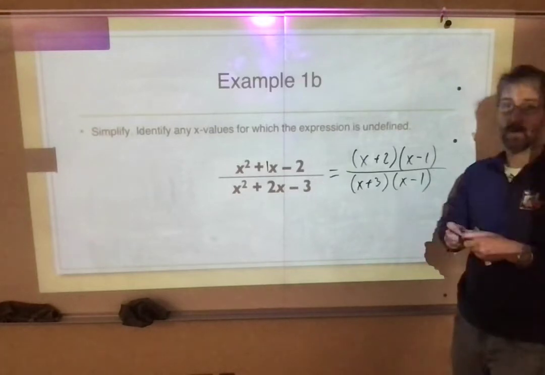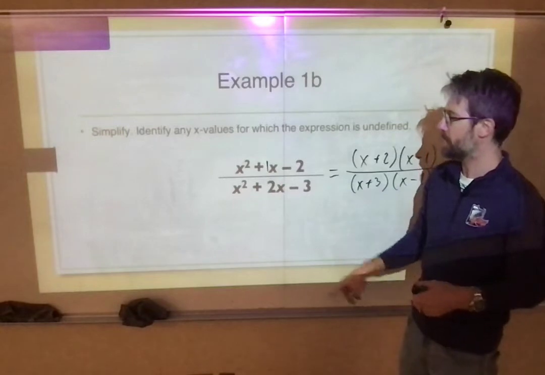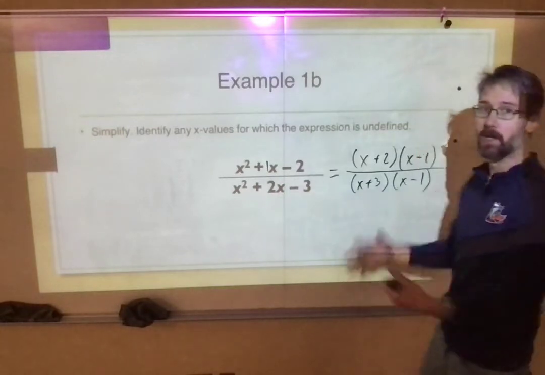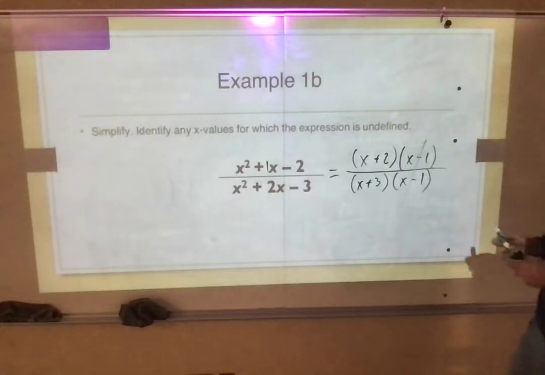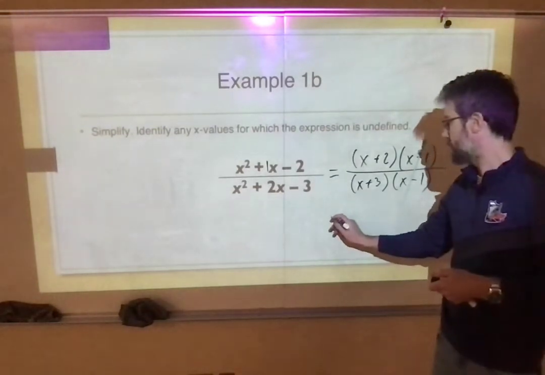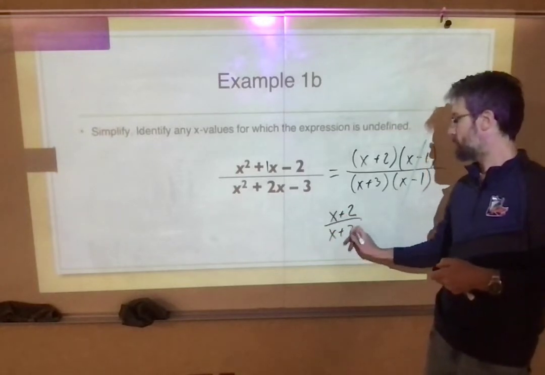This is what I can cross out. I can't cross out the x squareds and cross out the x's and maybe cross out those 2's. You have to factor it first and figure out what are the factors that cancel. So the x plus 1's cancel out, and this simplifies to x plus 2 over x plus 3.